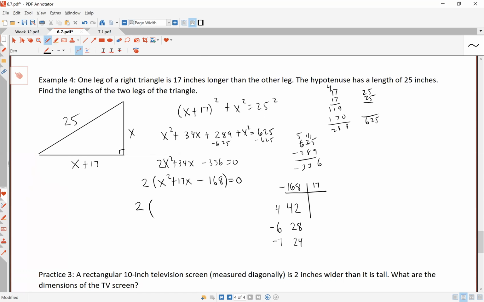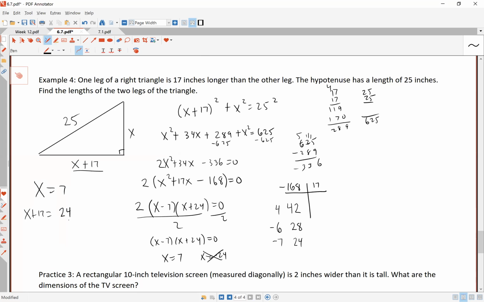All right, so our factors are x minus 7 and x plus 24. Remember, the 2 is irrelevant, and so it says x minus 7 and x plus 24 equals 0. So we get 7 and negative 24. But negative 24 is irrelevant, or extraneous, we like to say. So x equals 7 is one of our legs, and the other one is x plus 17. 7 plus 17 is 24. So our legs are 7 and 24.